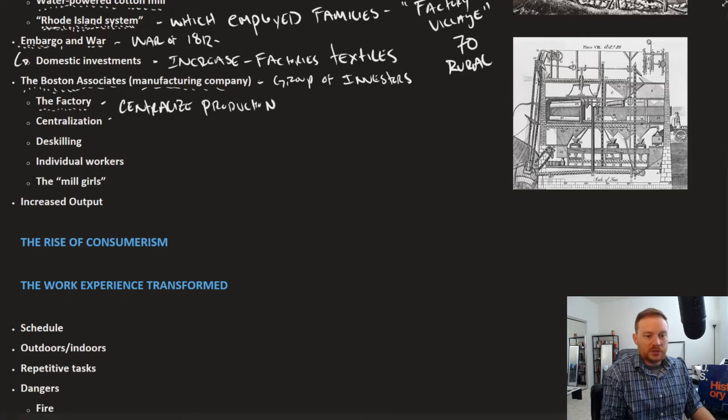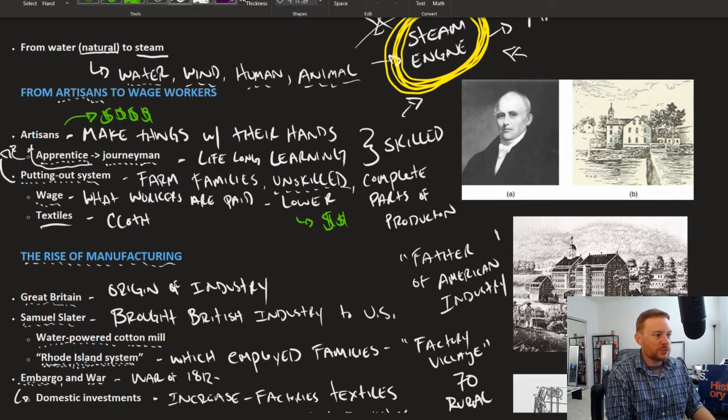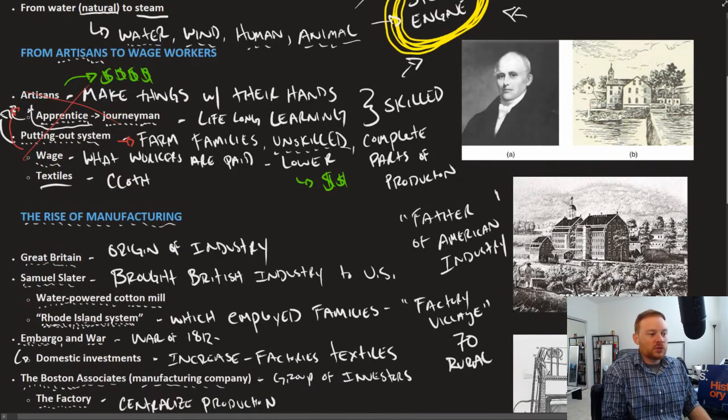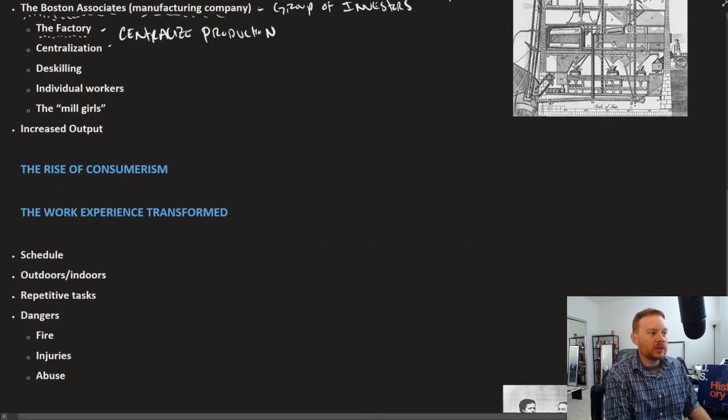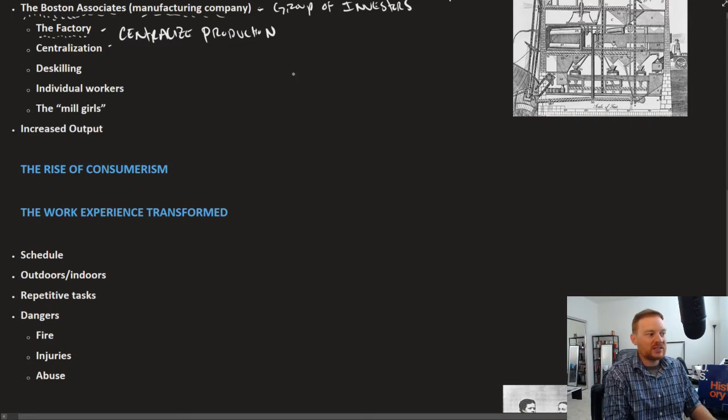Whereas before, with this putting out system, maybe you took the cotton to the farm family first, the farm family then created whatever thread was needed, then you sent it to the artisan, and the artisan made that. This whole process was bypassed, and instead, you can pretty much make the product from beginning to end at this factory system, and they're located in centralized areas.